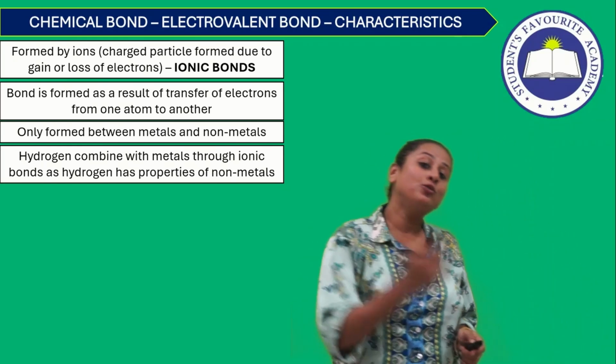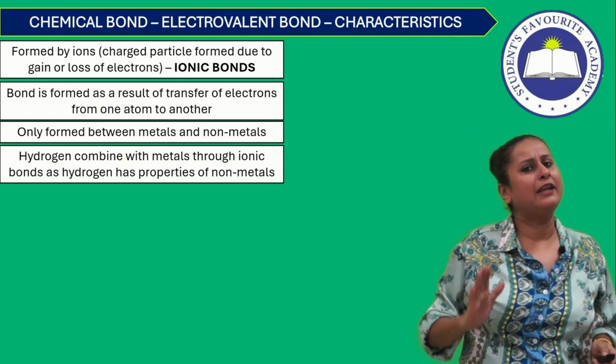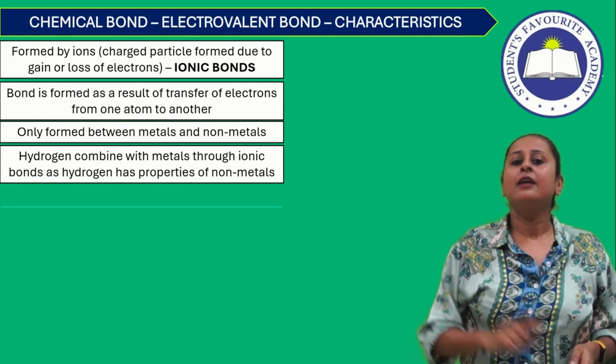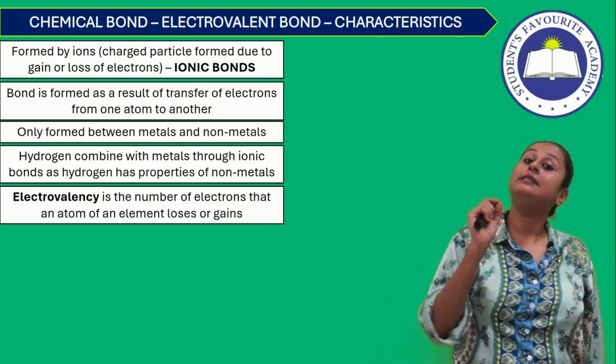HBr, H2O. These are bonds which are not exactly electrovalent, not at all electrovalent bonds. They are a different bond. Alright, moving on, we can say something about electrovalency.